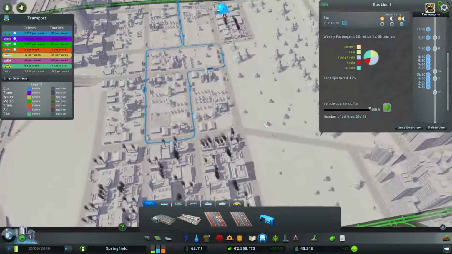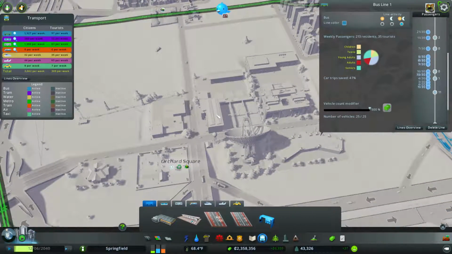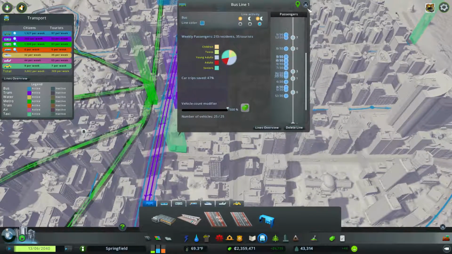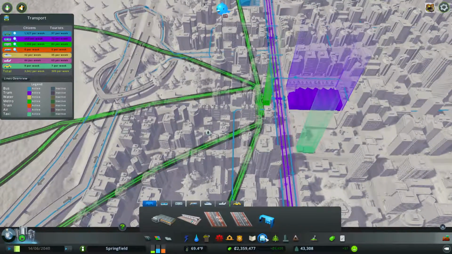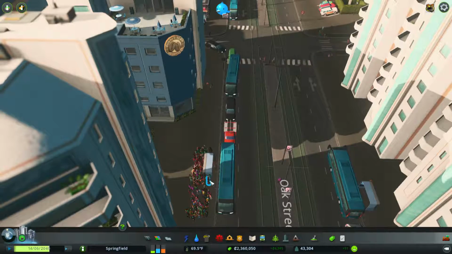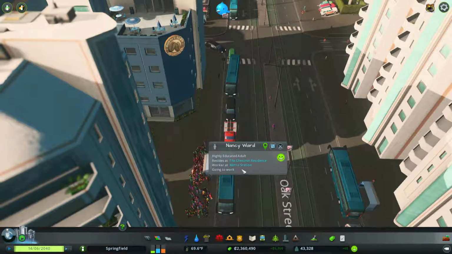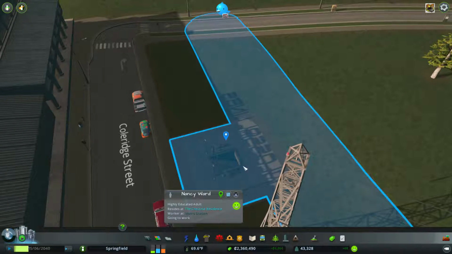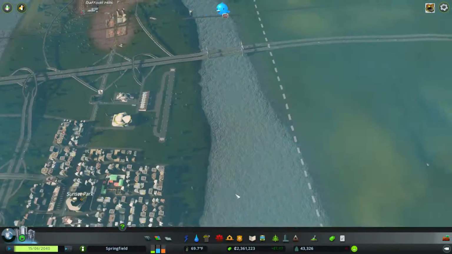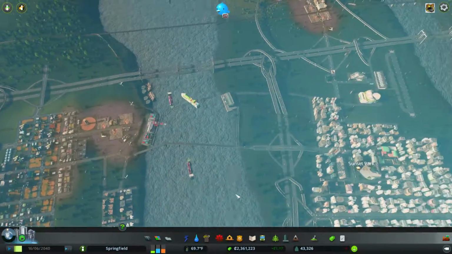Let's see. Where is that prison? Yeah, it's right here. There's no bus line that runs there, so I don't know. Let's follow one of these people and see what happens. Going to work at the metro station, which is over here. Okay. Wow.